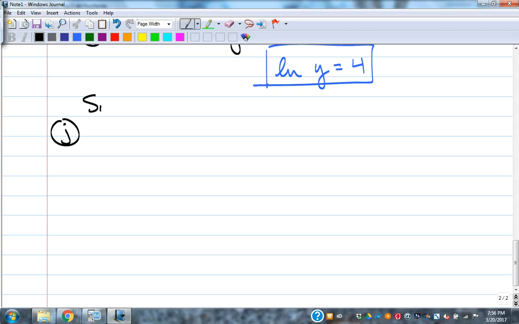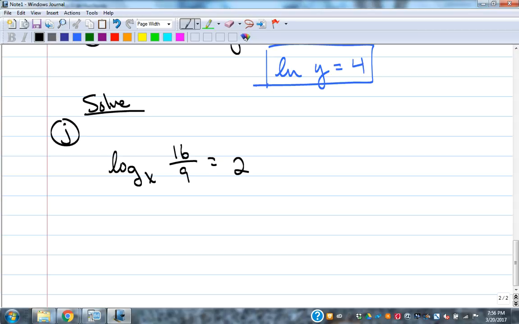Example J. Solve. Log base x of 16 over 9 is equal to 2. Okay, so here's a logarithmic statement.